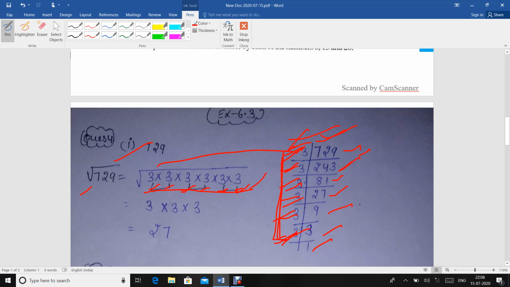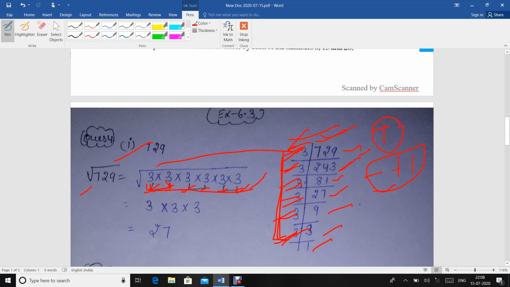After that you have to make pairs of the same number. Here 3 and 3 make a pair. When two things combine with each other, it makes a pair. For example, your shoes: there are two shoes and together they make a pair of shoes. So to make a pair, we have at least two things. So this is 3 and 3, one pair.